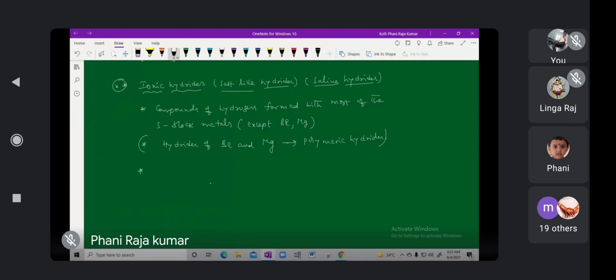Next point. Among these ionic hydrides, lithium, sodium, potassium, rubidium, and cesium hydrides, the first group hydrides, this is the order of ionic nature, from less to more. By Fajan's rules, a big size cation means more ionic. So the ionic character increases from lithium to sodium, potassium, rubidium, and cesium.